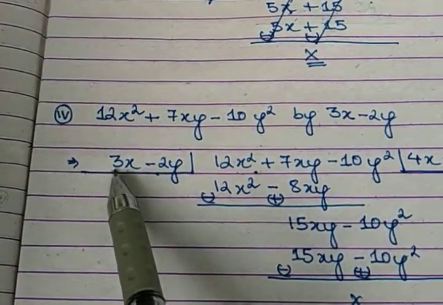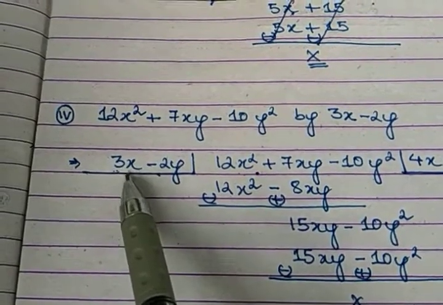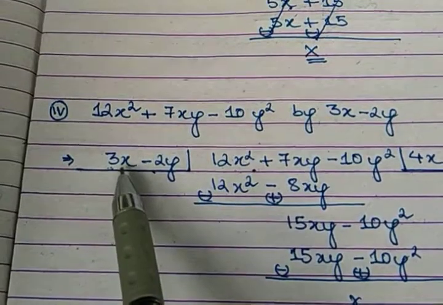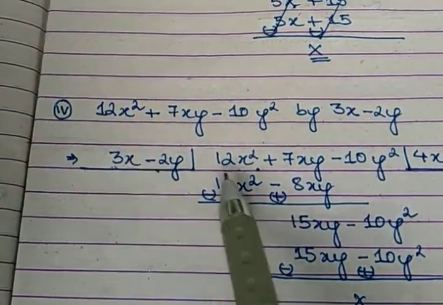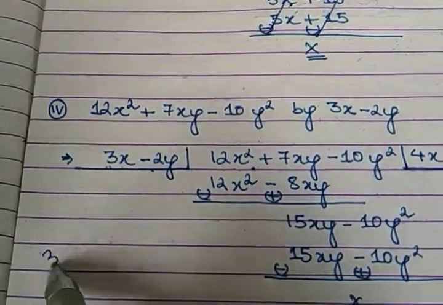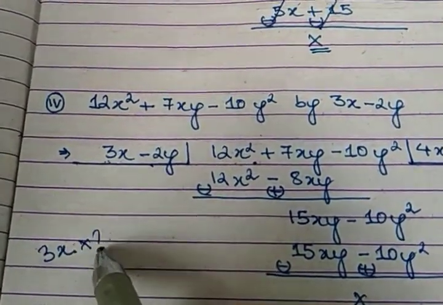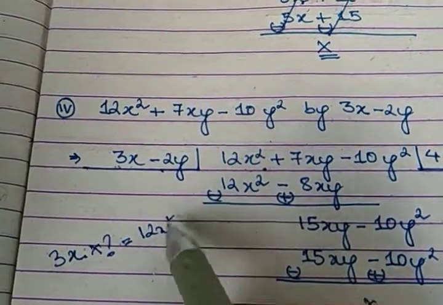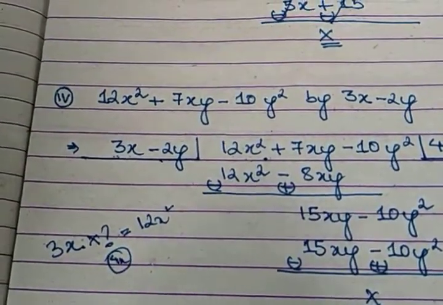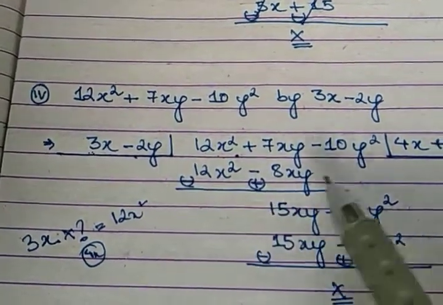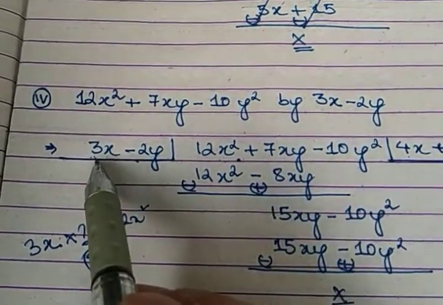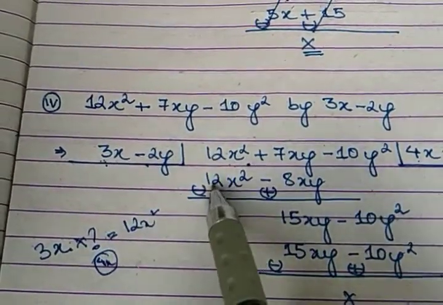The first term of the divisor is 3x, and in the dividend the first term is 12x squared. Now what should I multiply with plus 3x to get plus 12x squared? The simple answer is 4x, so I have used plus 4x here. See, plus 4x and plus 3x, when these two are multiplied you will get plus 12x squared.